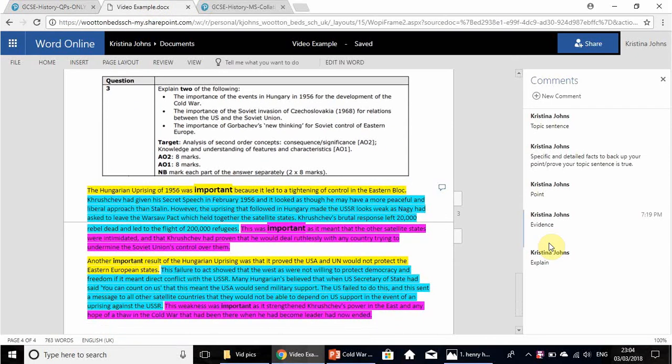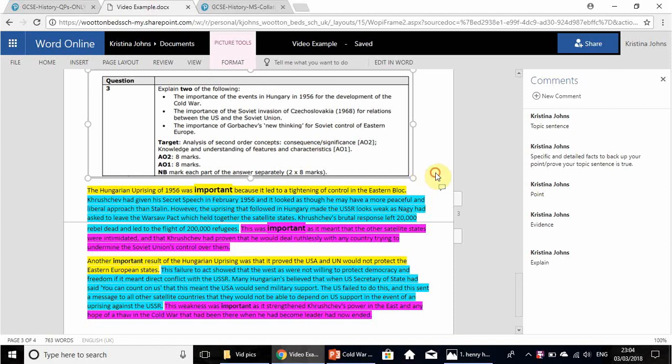Okay, so this is actually a really simple format. All that you need to do is give 2 clear PEEL paragraphs that are about the importance or impact or consequences of the event. So if something's important, it means that it had a big effect on the world. So you need to talk about what was important about it, what the effect of the event was. So this is back to consequences again. It even tells you here in the mark scheme, analysis of second order concepts, consequence and significance. So it's asking you to tell me why an event is significant. You must make sure that you also have specific details and facts as always.